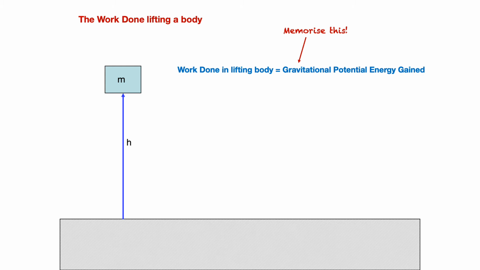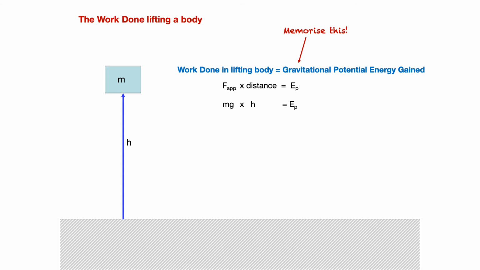Okay, let's get some symbolic equations down from these word equations. Well, the work done in moving anything is always the applied force times the distance moved. So the left-hand side of the equation is force times distance. The right-hand side of the equation, well, the symbol for gravitational potential energy is E subscript P.